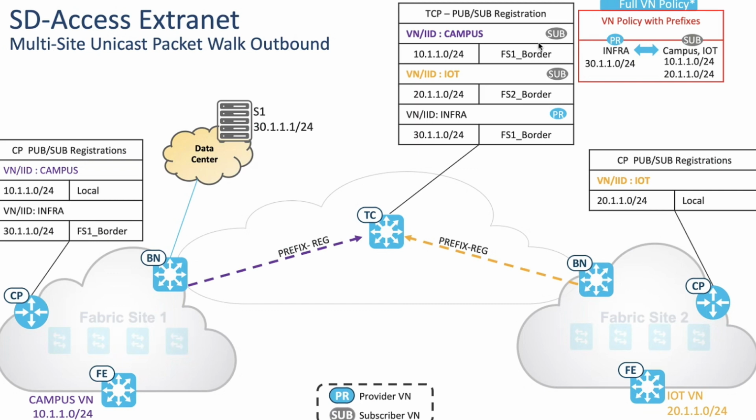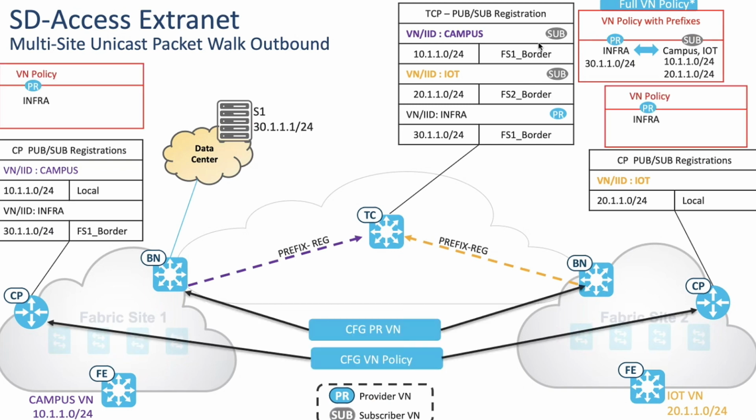So up here in the upper right, you can see I've got my VN policy set up, same as I had previously, infra VN with my provider, campus and IoT VN with my subscribers. What's going to happen is on the left-hand side here, I've got my VN policy with my infra. On the right-hand side, I've got my VN policy with my infra.